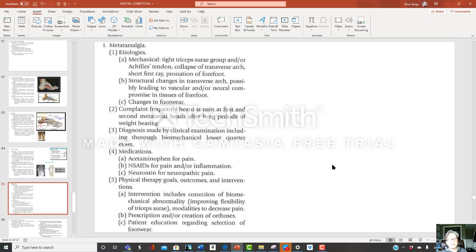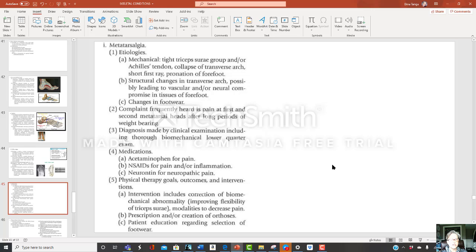Etiologies: mechanical, tight triceps surae group and/or Achilles tendon, collapse of transverse arch, short first ray, pronation of forefoot. Structural changes in transverse arch, possibly leading to vascular and/or neurocompromise in tissues of forefoot. Changes in footwear. Complaint frequently heard is pain at first and second metatarsal heads after long periods of weight bearing.